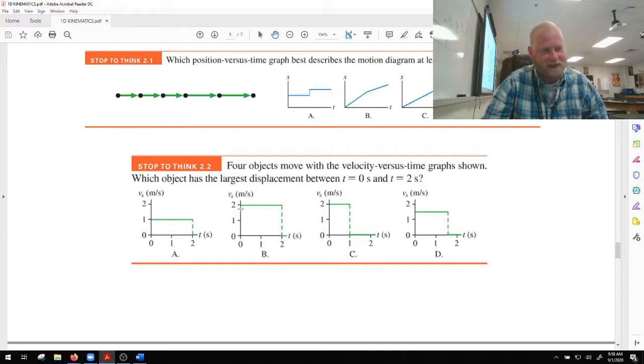And that kind of makes sense, right? If you're thinking about it, yeah, it was traveling at a fairly large speed compared to the others for a much greater time compared to the others.